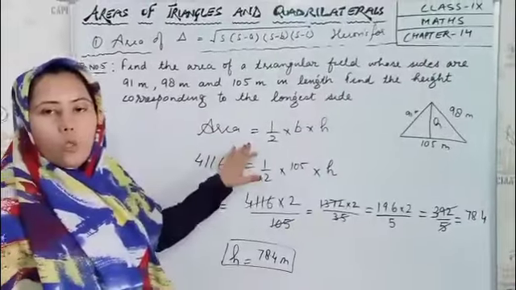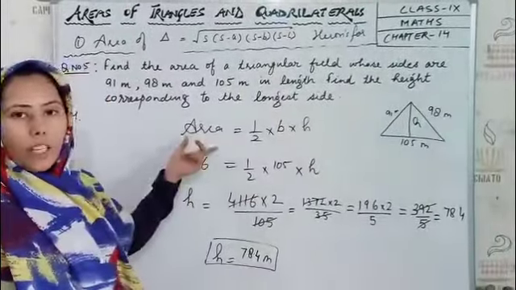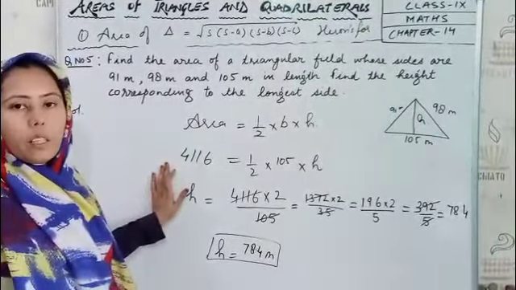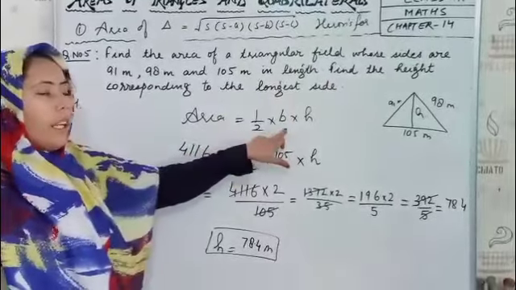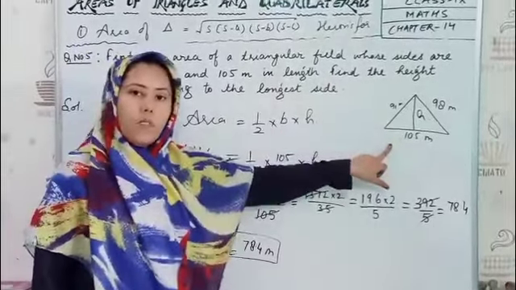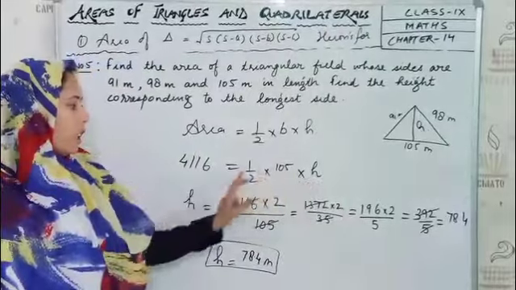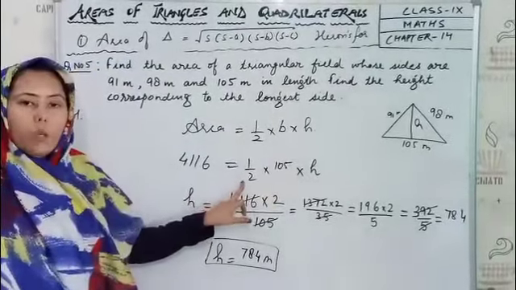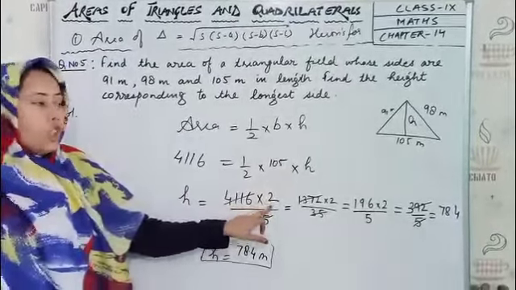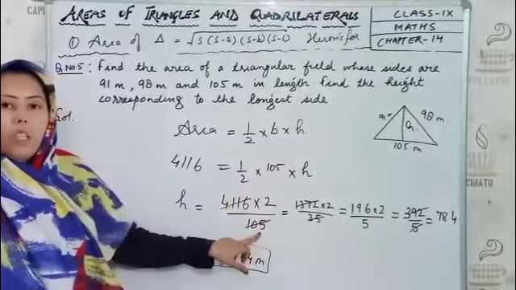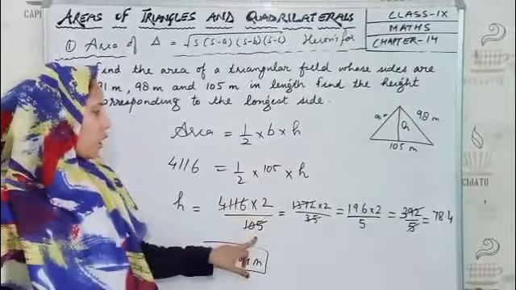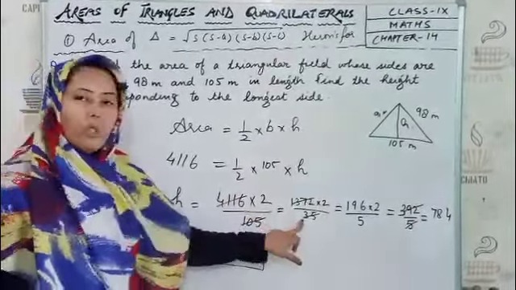Area is equal to half base into height. We had calculated the area, that is 4116. Half base is the longest side, that is 105, and height. Now h is equal to, it is in the denominator, so it will come here in the numerator, and it is in the numerator, so it will come in the denominator. Now cancel it by 3, so you will get 35.